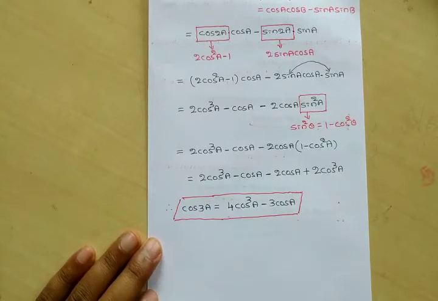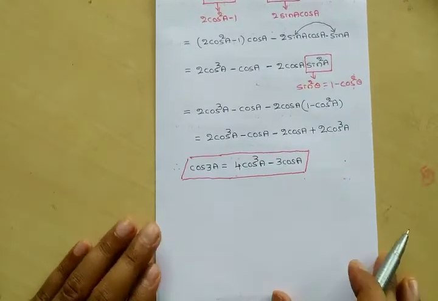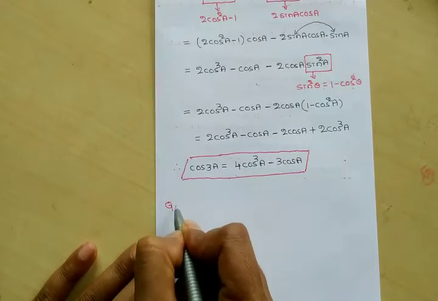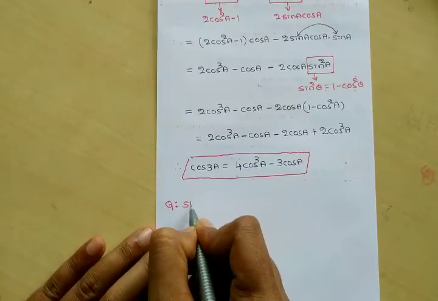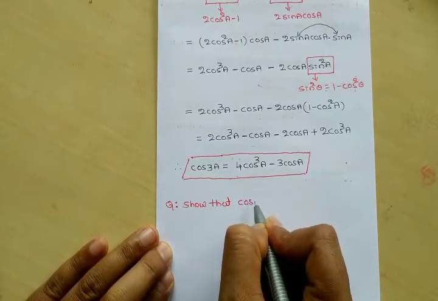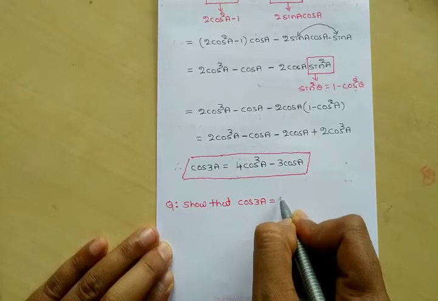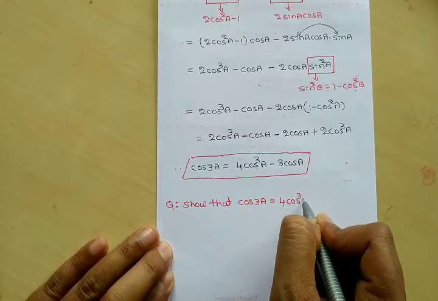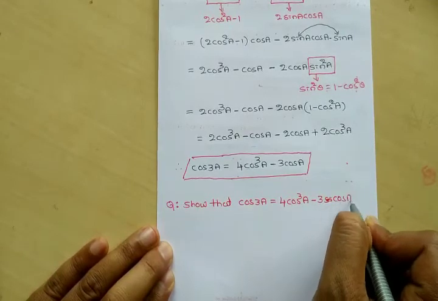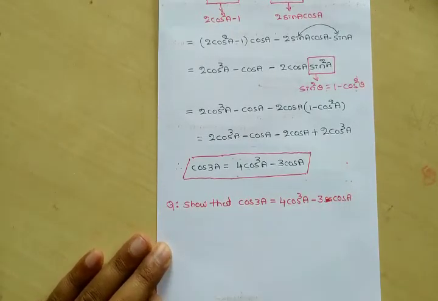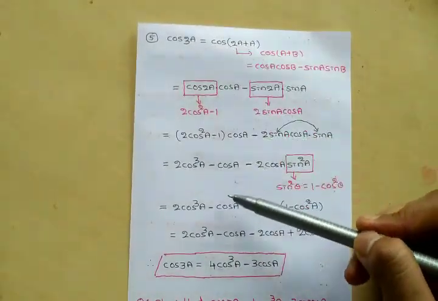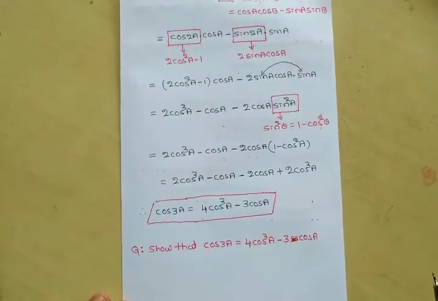So this is the important formula. So in the question paper, this same formula they may ask like this. They will ask, show that cos 3A is equals to 4 times cos cube A minus 3 times cos A. So that time take the left hand side value, simplify, you will get the right hand side.